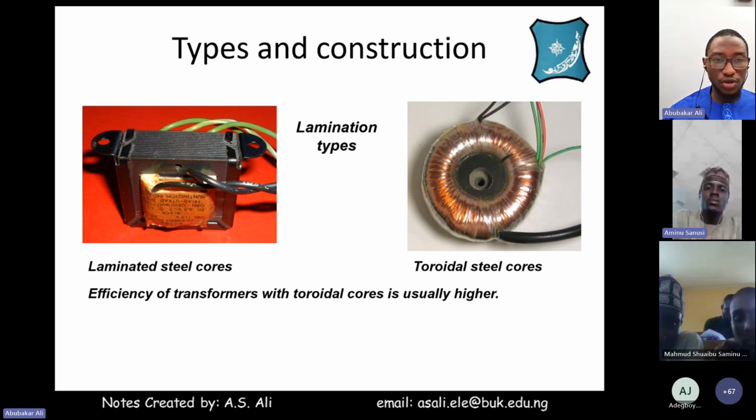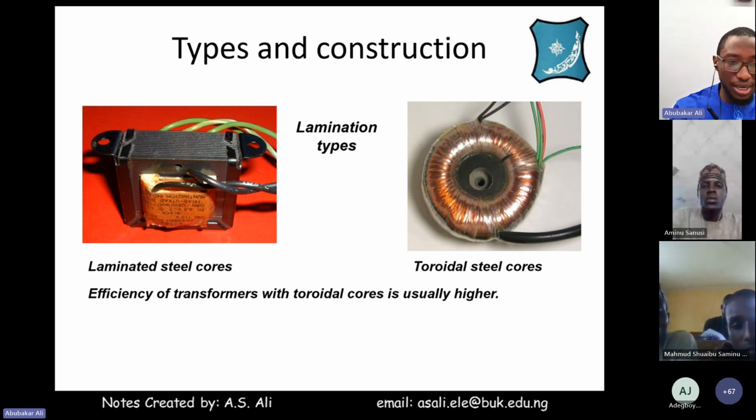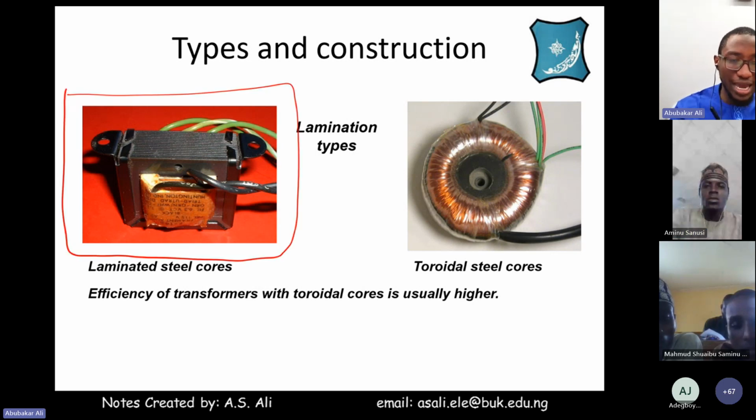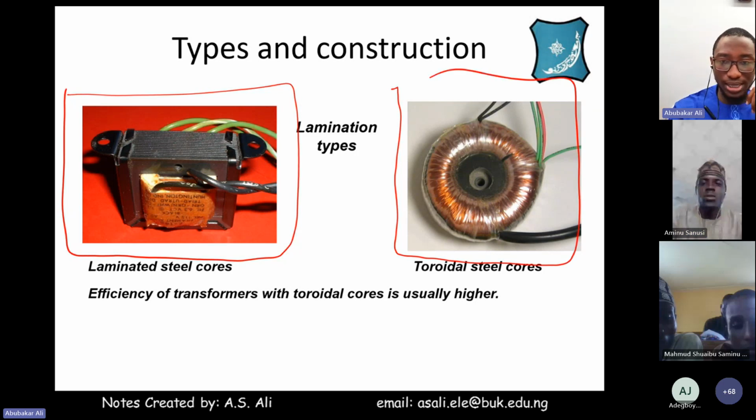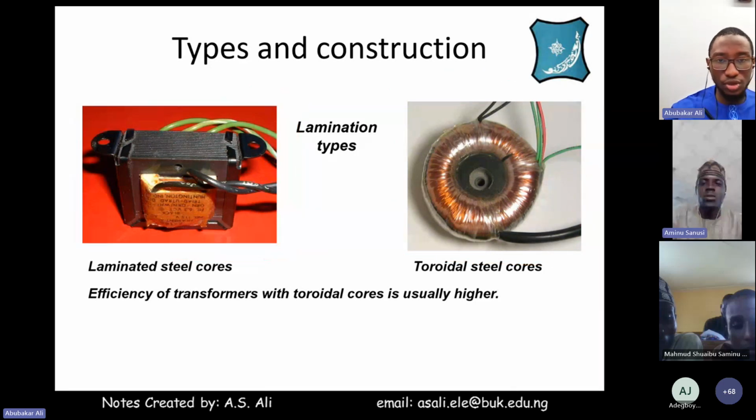However, also in terms of the lamination of the transformer, we have what we call the laminated steel core. This is the most popular one that you normally see, and most students, this is the type they construct during their course project. Although some few that have the time can go ahead and construct the toroidal steel cores. Okay, these are the two types of lamination that you come across when you are constructing a transformer.